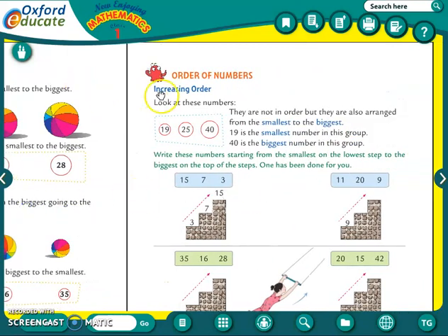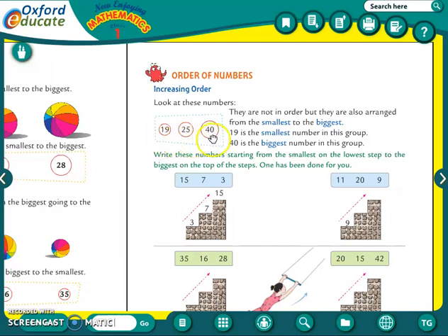Now, see this. Increasing order. Look at these numbers. There are three numbers given: in a small circle 19, in a big circle 25, and in the biggest circle 40. They are not in order, but they are arranged from smallest to biggest. Like if it was 19, 20, 21, then it is an order. But they are not in order, but they are from smallest to biggest.